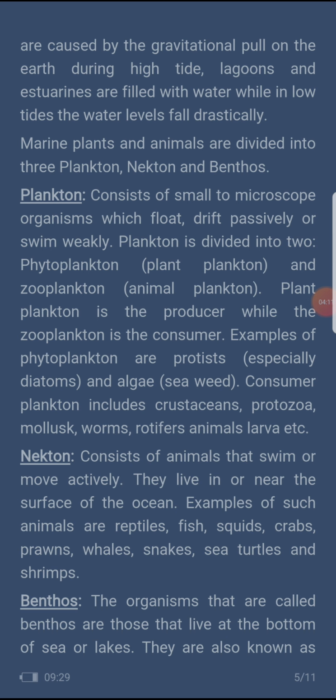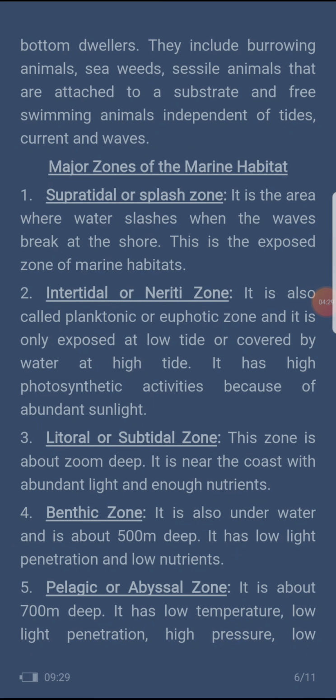Nekton consists of animals that swim or move actively. Examples are reptiles, fish, squids, crabs, etc. Benthos. The organisms that are called benthos are those that live at the bottom of the sea or lakes. They are also known as bottom dwellers. Examples of these are burrowing animals, seaweed, sessile animals, etc. So they are independent of the tides, currents, and waves.